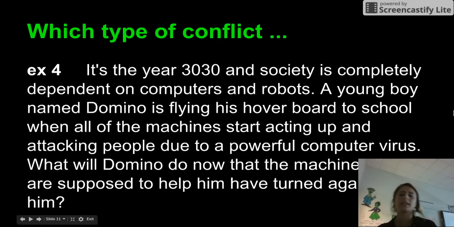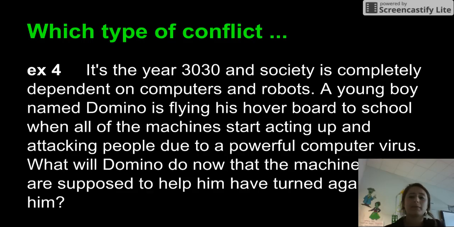Example 4: it's the year 3030, and society is completely dependent on computers and robots. A young boy named Domino is flying his hoverboard to school when all of the machines start acting up and attacking people due to a powerful computer virus. What will Domino do now that the machines that are supposed to help him have turned against him?